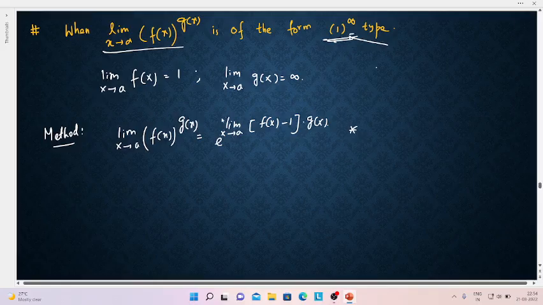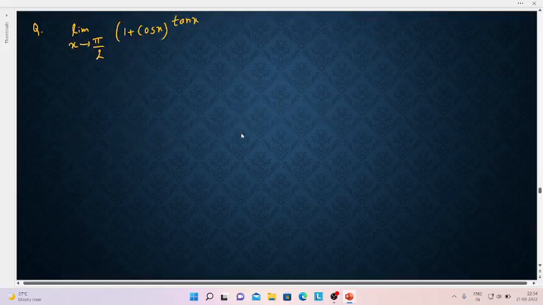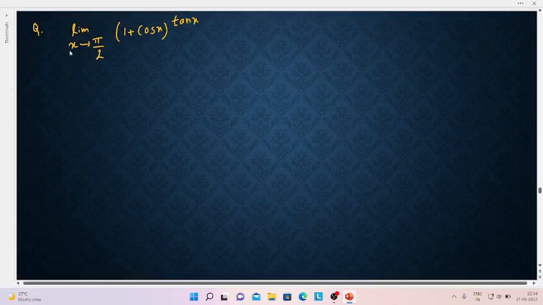Sometimes what students try to do is first find the value of the limit of f(x) minus 1 to the power g(x), and after that take that value and put it on e to the power something. Okay, so this is one of the questions: limit x tends to pi by 2 of (1 plus cos x) to the power tan x. Can you solve this question on your own? I will give you the solution after a few seconds.